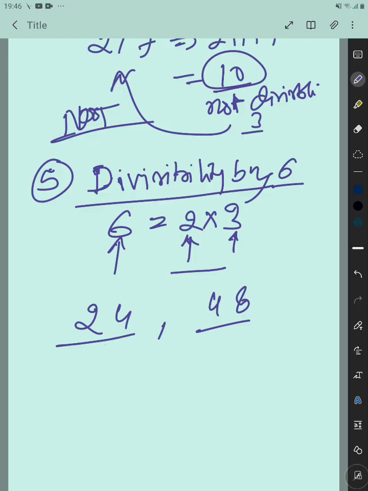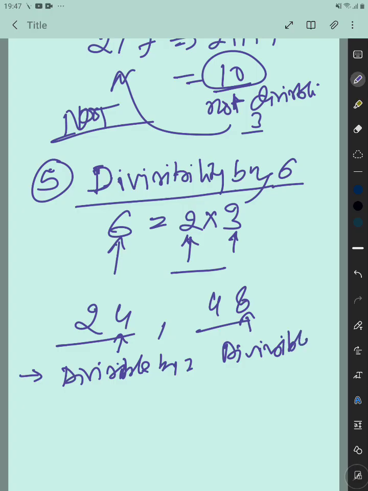What we have talked about is divisibility by 2. First of all, we will test for divisibility by 2. Since at the ones place the number is 4, it is divisible by 2. We have already talked about this. And here also, since 8 is at the ones place, this is also divisible by 2.